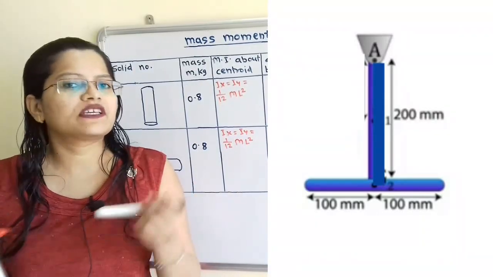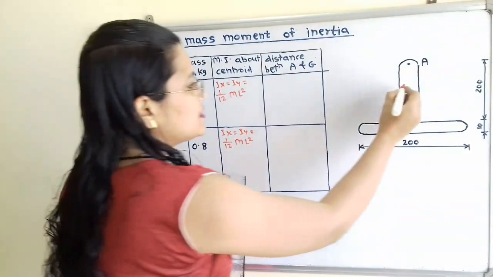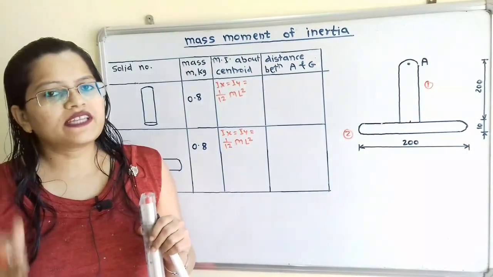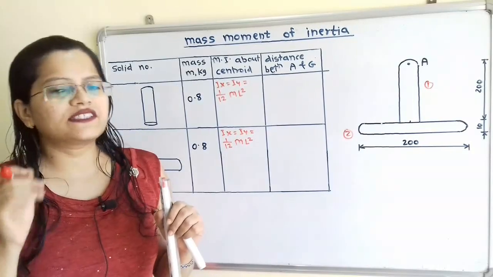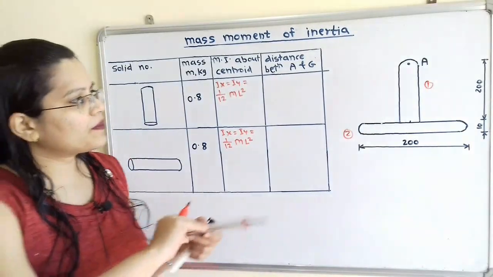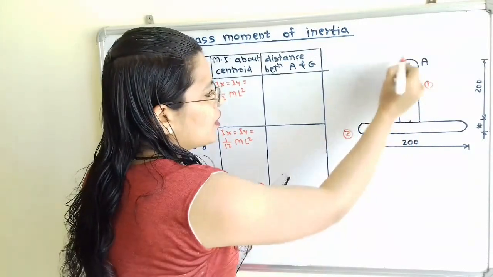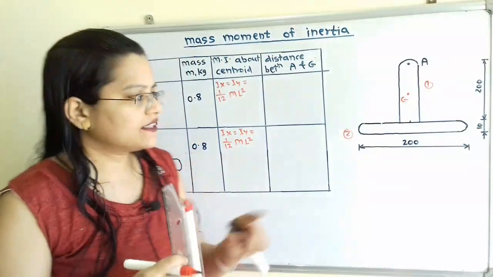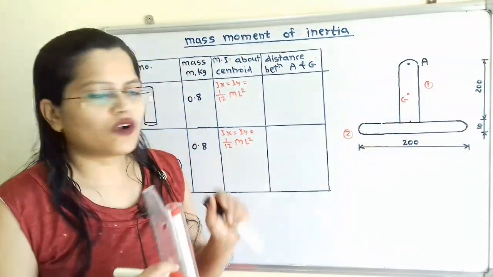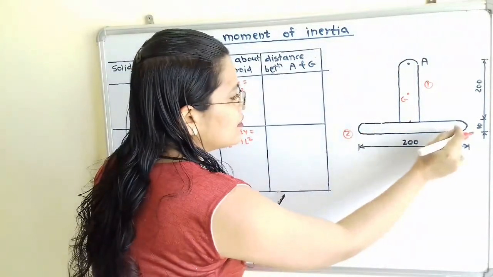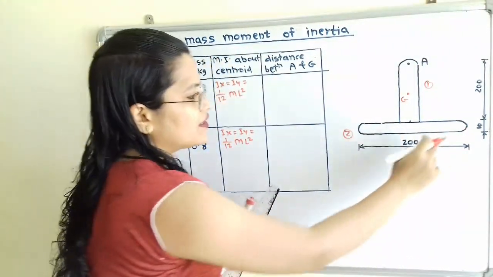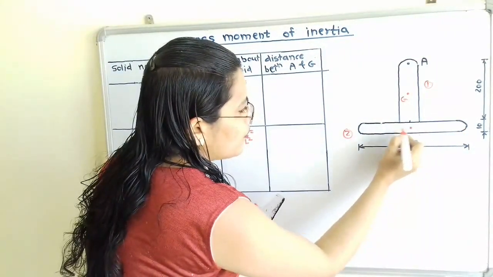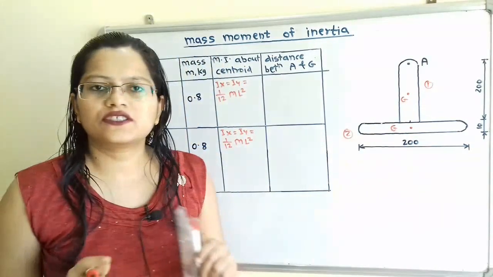We will first give numbers to these rods. This is shape number 1 and this is shape number 2. Now the next step is to find the center of gravity point. The center of gravity for rod number 1 is the center point, so we select it as point G. The center of gravity of rod number 2 is also the center. The total length is 200 and the height is 10, so we select the center point as the center of gravity point G.